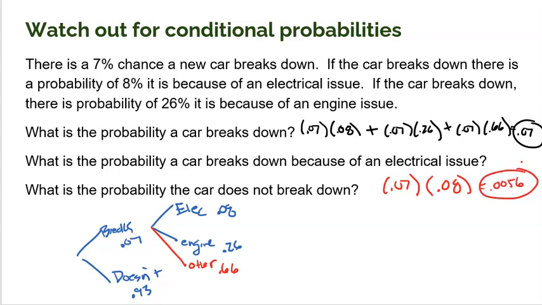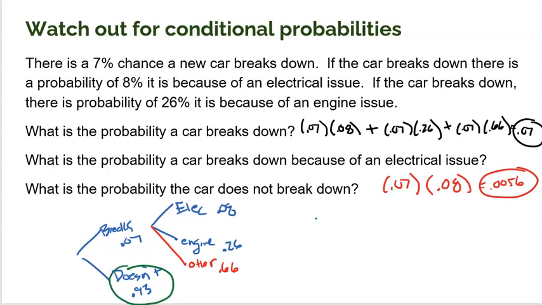So again, very slim chance, very unlikely, about 0.5%, 0.56% that it breaks down because of an electrical issue. All right, what is the probability the car does not break down? Well, wait a minute. We already know that branch. That's just the opposite of it breaking down. That'd be the 0.93. It doesn't break down.